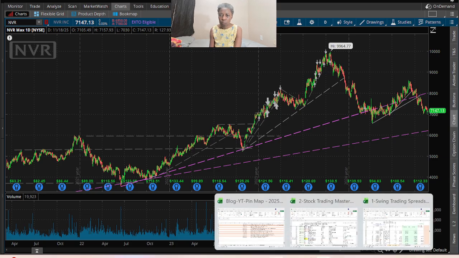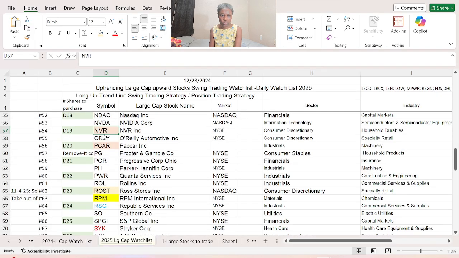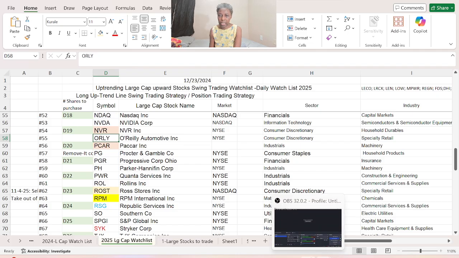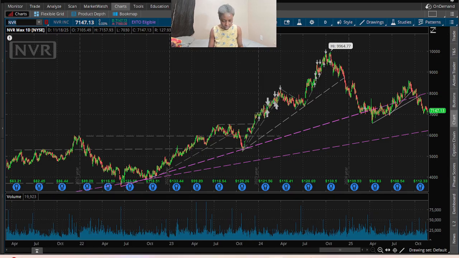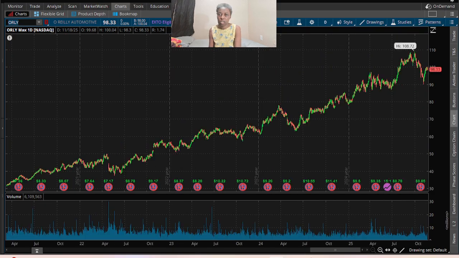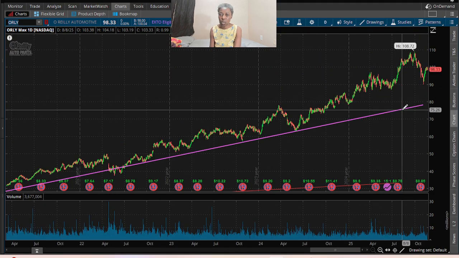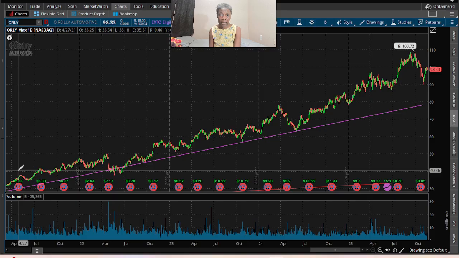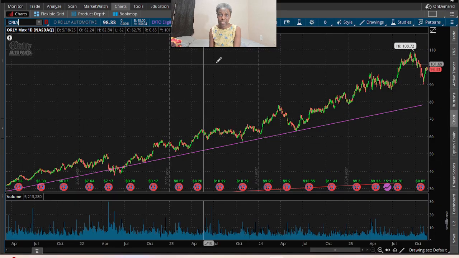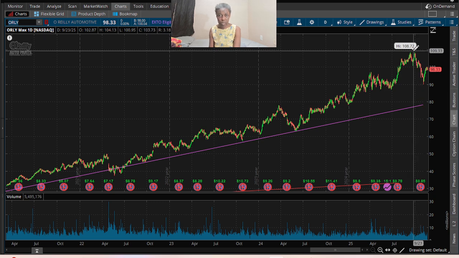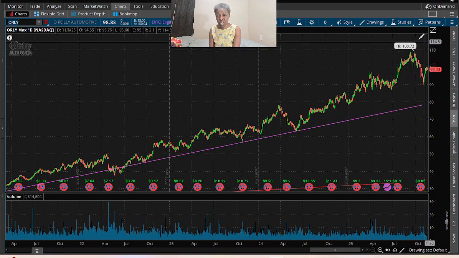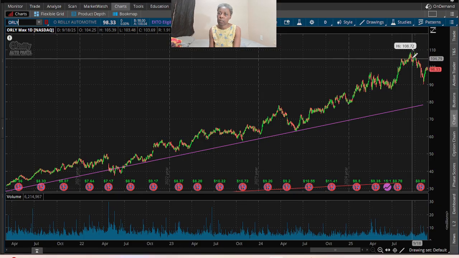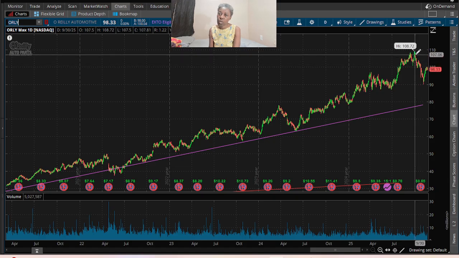We are going to move to one more that we are going to work on together, which is ORLY. And ORLY, I'm not sure I purchased it this year yet, because I'm trying to wait to buy at this valley line, and it is a long valley line, because those valley lines are years, and it has not come down to it. It reached a new high, that is an all-time high. Since we are using a maximum daily chart, that is the all-time high in the history of this stock, and not too long ago it reached that.